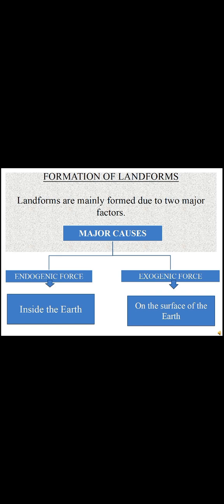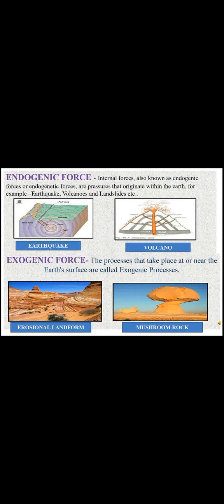Now, formation of landforms. Here we will learn the causes of the landforms, meaning how they have formed. There are mainly two major causes: one is endogenic force, one is exogenic force. Endogenic force means what? That is inside the earth, and exogenic means what? On the surface of the earth. Let's take help from the picture given below.